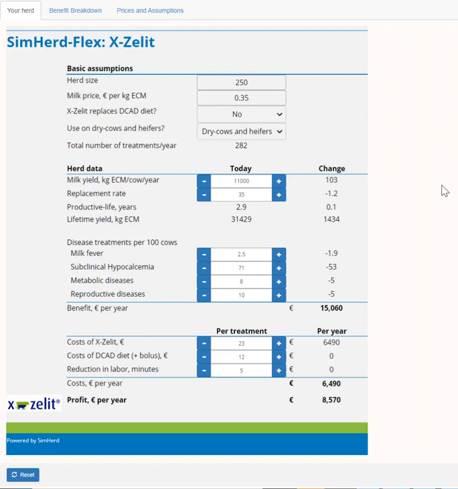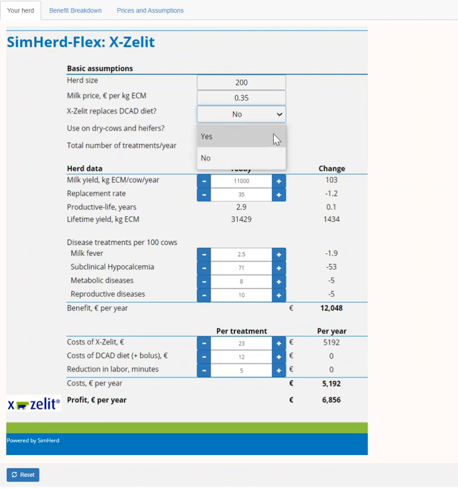I will now demonstrate this SimHerd application that can quantify the costs and benefits of using X-Zelit. This tool allows you to enter your own data, starting with your herd size and milk price. And here we have two questions regarding the X-Zelit strategy that you can evaluate with this tool. Is X-Zelit going to replace a DCAT diet?